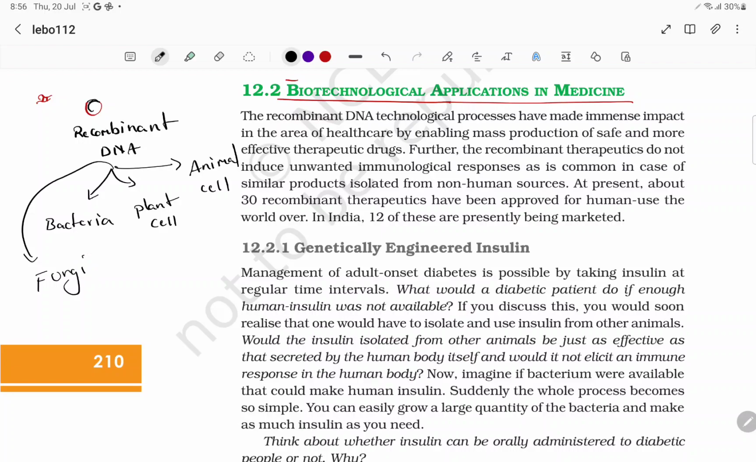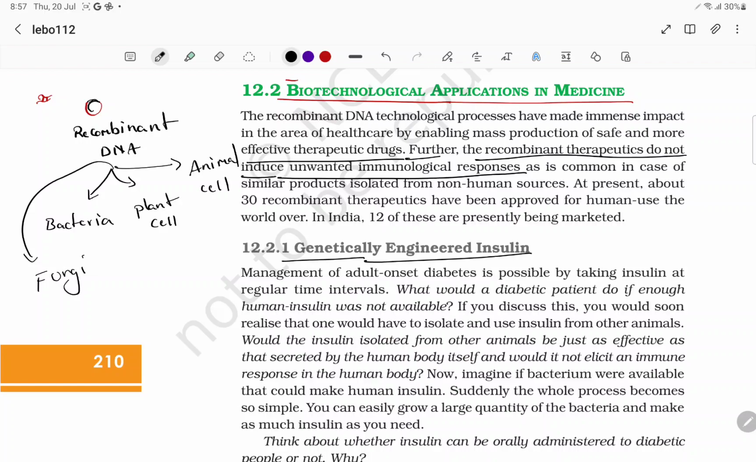So now let's see how this recombinant DNA is very helpful for genetically engineered insulin. So in the area of healthcare, by enabling the mass production of safe and more effective therapeutic drugs. Further, recombinant therapeutics do not induce unwanted immunological responses. Assume that we need insulin. That insulin can be taken from pig, cow or whatever. But that insulin will immediately cause a reaction.